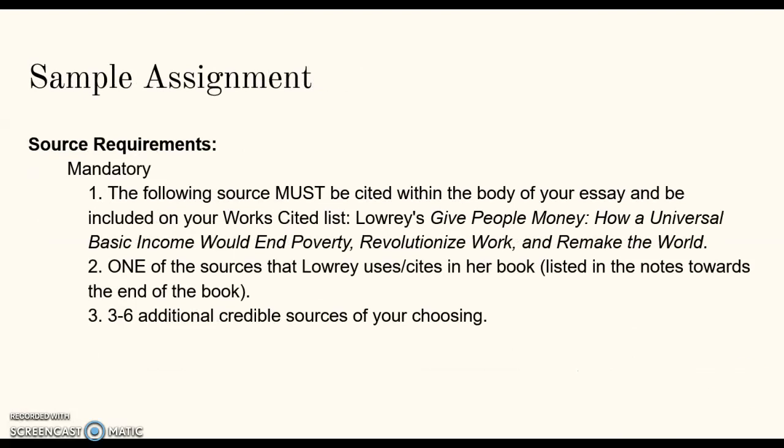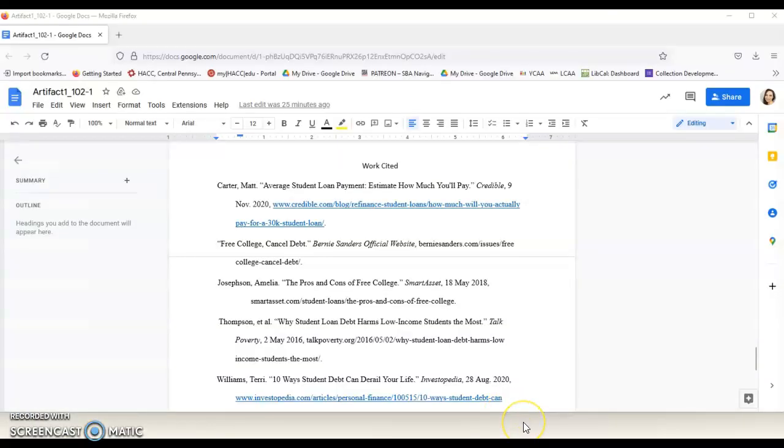The next few slides provide an example of how to use the rubric to assess a student artifact. For this assignment, students were asked to cite their primary text, one source from the text bibliography, as well as 3 to 6 additional credible sources. This student located the correct number of sources, and they were also on topic, so we gave the student a 2, which is proficient, since the student met the criteria for locating but did not exceed it.